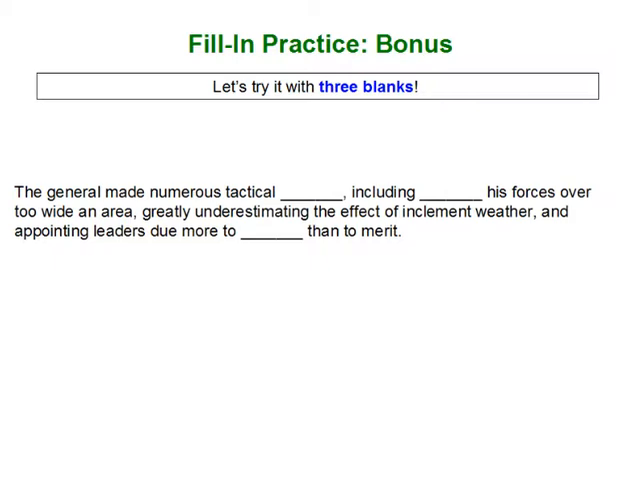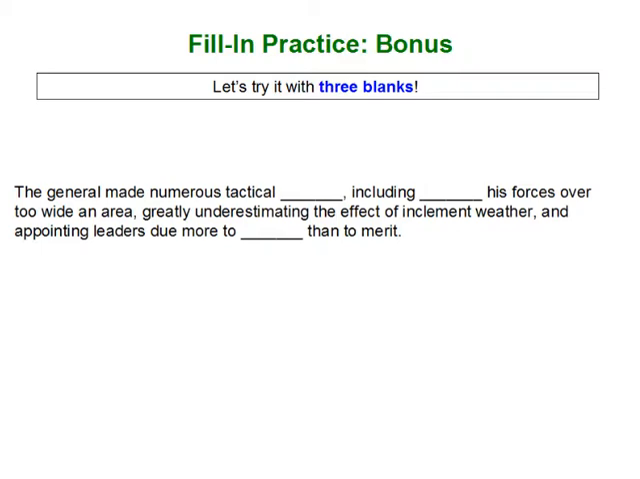He could make tactical decisions. He could make tactical errors. He could make tactical brilliancies. I don't know if he's doing good things or bad things or neutral things with these tactics. I'm going to need more information, including doing something to his forces over too wide an area.